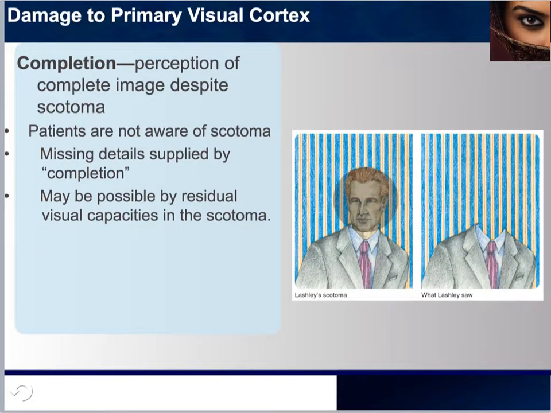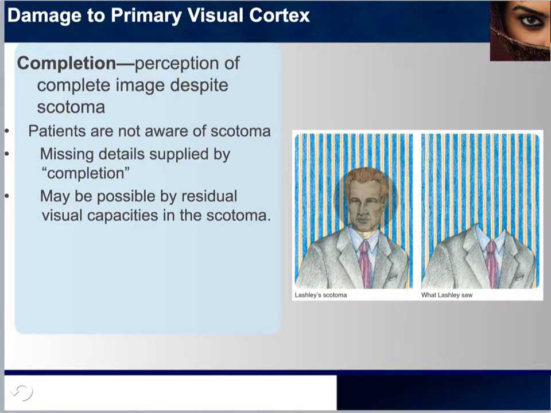Many patients with these scotomas are not consciously aware of their deficits. One factor that contributes to this lack of awareness is something that we call completion. This is a perception of a complete image despite scotoma. And so these individuals would have missing details that are supplied by their brain cognition. This may be possible, we believe, due to residual visual capacities in the scotoma, meaning that although there would be a large area where they're not able to detect things, there may be some islands of cells that would still be responsive and provide them with this ability to complete the image.